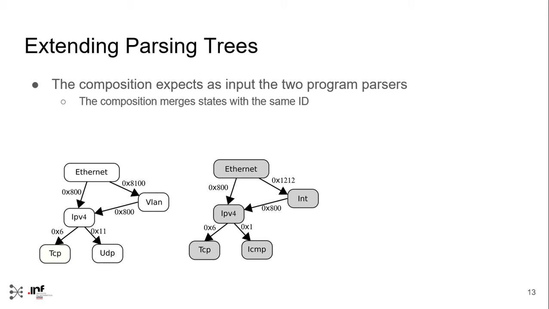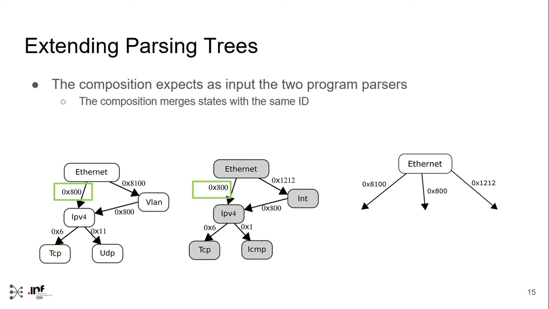The composition begins by composing parser trees. The composition of parsers expects as input two different program parsers. The composition begins by the root of the parser, where we compose equivalent states into a single state. After composing the root of the resulting parser, we compose transitions. Equivalent transitions that have the same label are composed and merged into a single transition. Different transitions are composed equally into the new resulting parser.